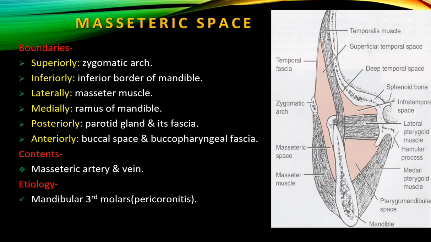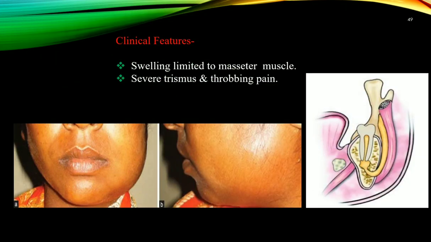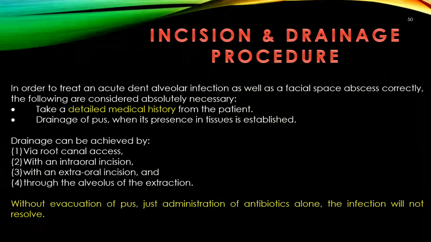The next one is the masseteric space infection, which is between the masseter and the mandible, a very small area. But the problem here is it causes severe trismus, as shown in this picture. Even though the swelling is not too huge, there will be severe trismus and severe pain due to the swelling of the muscle. Now going to the procedure of drainage, the incision and drainage procedure.